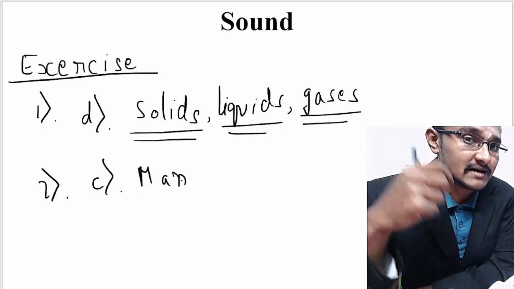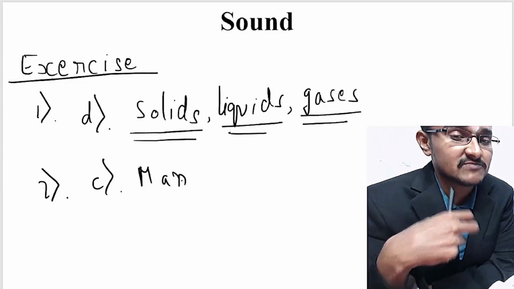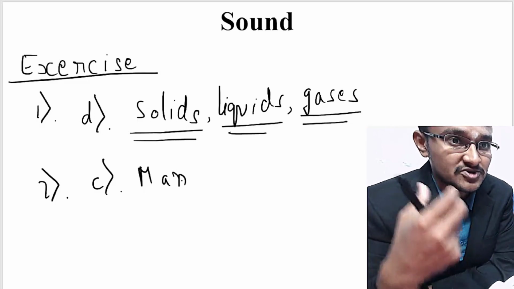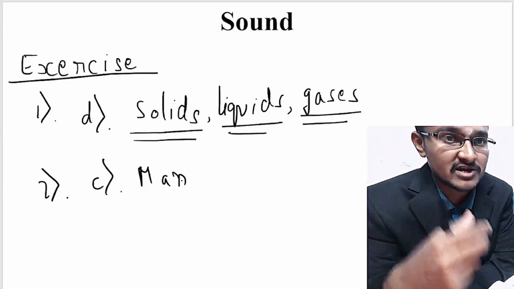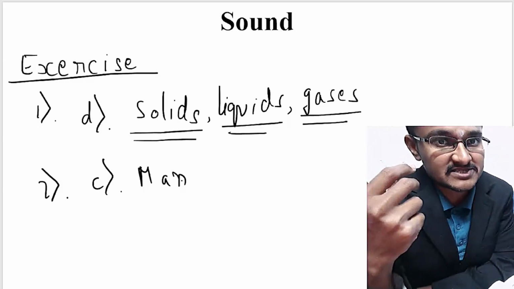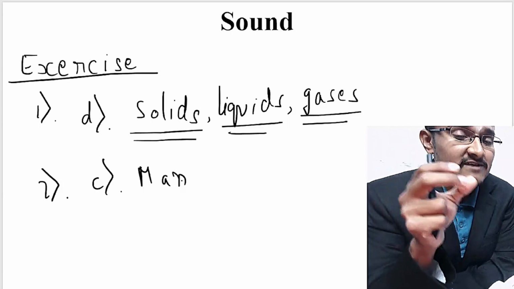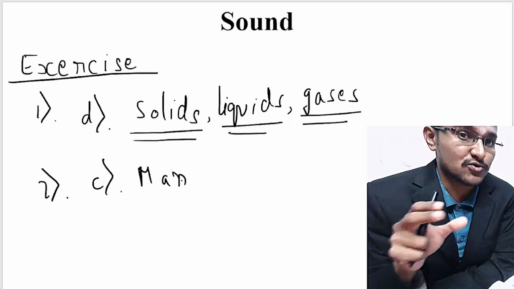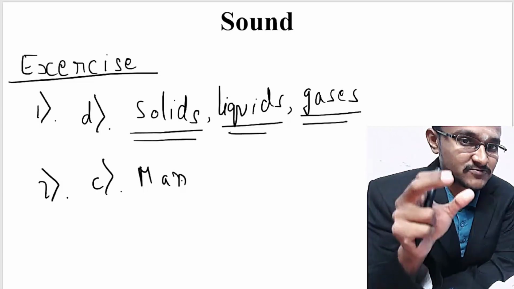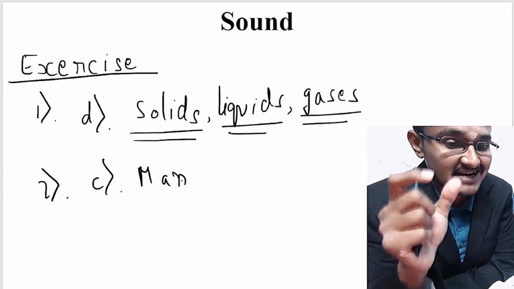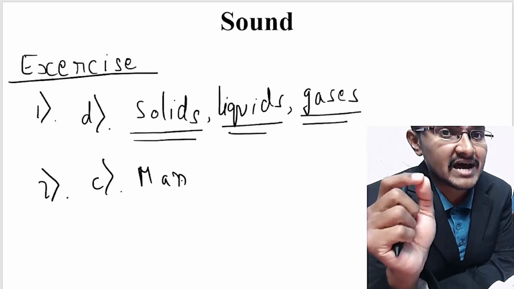Comparing to adults, a baby's voice will have higher frequency. So here a baby girl and a baby boy will have higher frequency, a female will also have higher frequency, and a man will have lesser frequency compared to all these four. So that's why the correct option for this second question is option C, man.